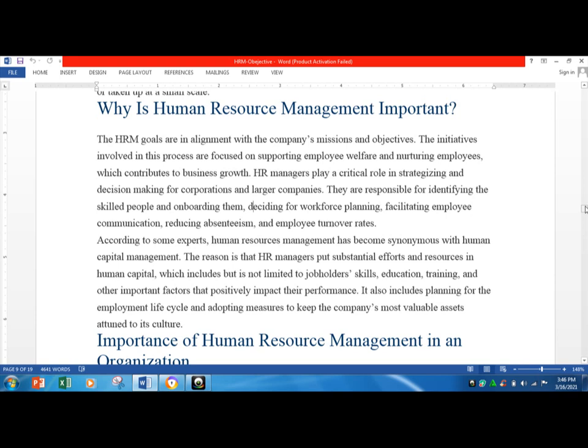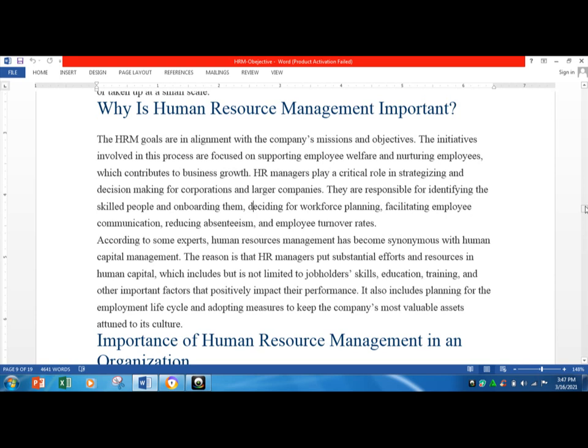So the initiatives involved in the process are focused on supporting employee welfare and nurturing employees, which contributes to business growth. Yes, this is it. HR managers play a critical role in strategizing and decision making for corporations and larger companies.